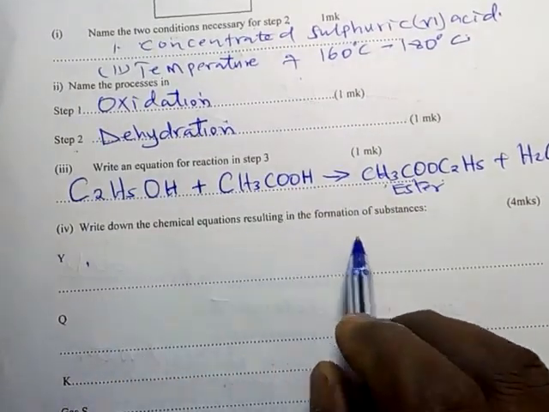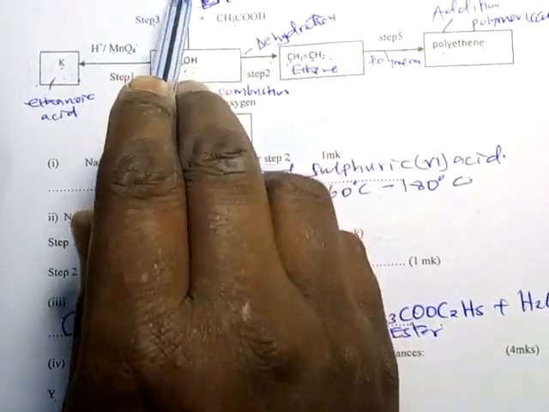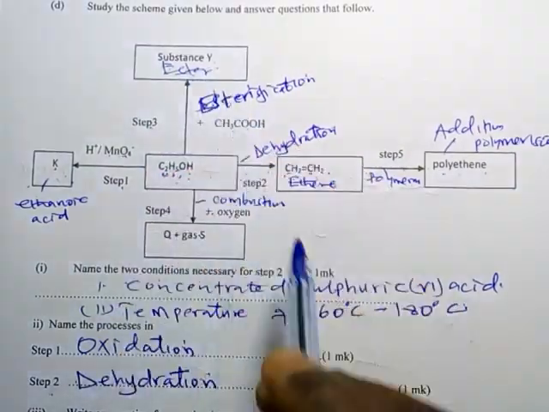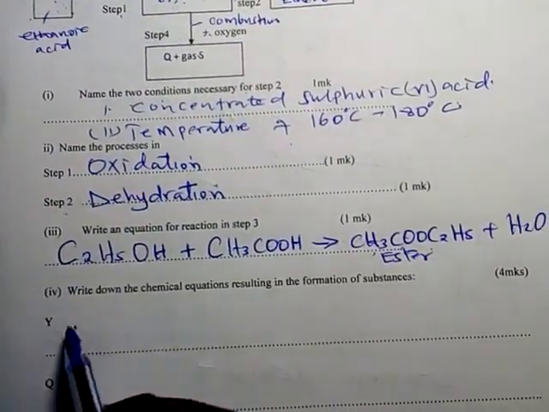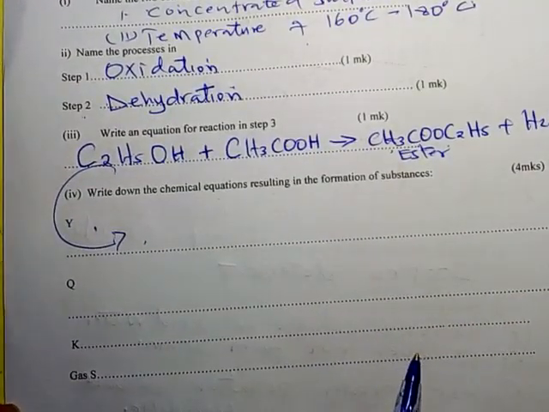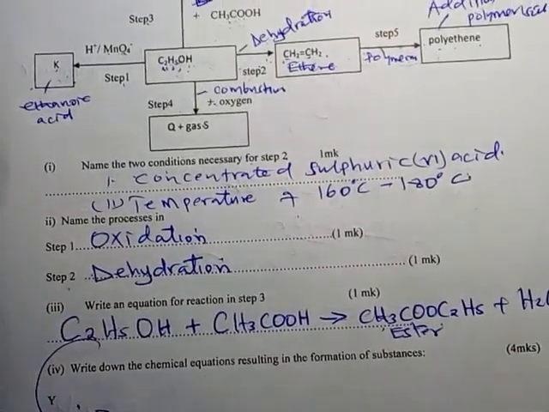Write the chemical equation for the formation of substance Y. Substance Y is the ester, and we have done that. So the one we have done is the same, so this one we repeat it here, and that is all. The equation for the formation of Q. So we go to substance Q.